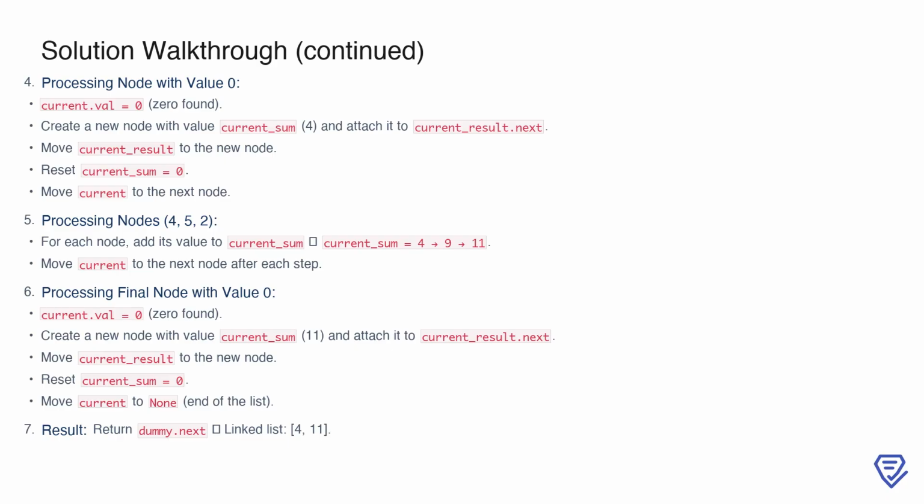For each of these nodes, since their values are non-zero, we add them to current_sum. This updates current_sum incrementally from 4 to 9, and finally to 11. After processing these nodes, we arrive at the final node, which contains a value of 0. Once again, we create a new node with the value of current_sum, now 11, and attach it to the next pointer of current_result. The current_result pointer is moved to this newly created node, current_sum is reset to 0, and since there are no more nodes left, the loop ends. The resulting linked list, starting from dummy.next, contains the values 4, 11.